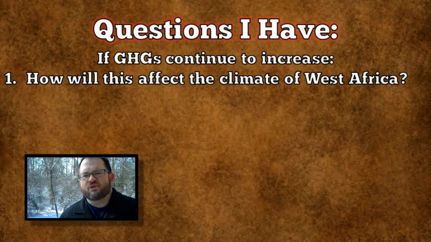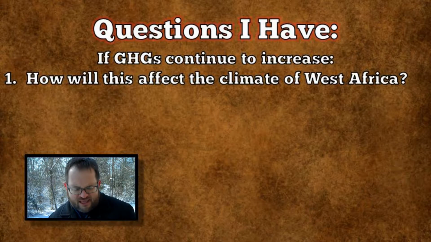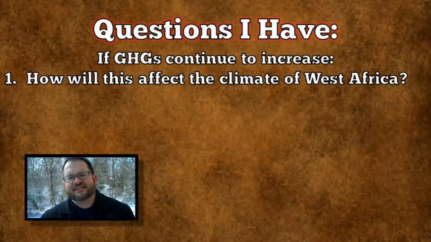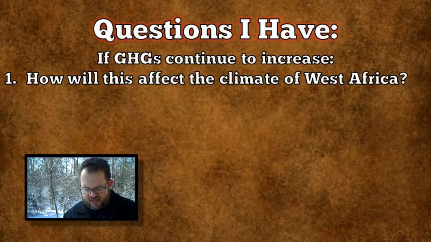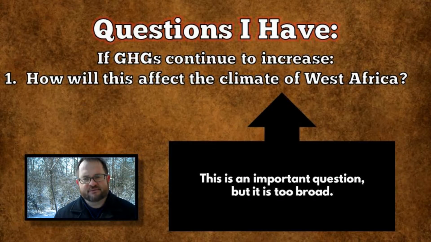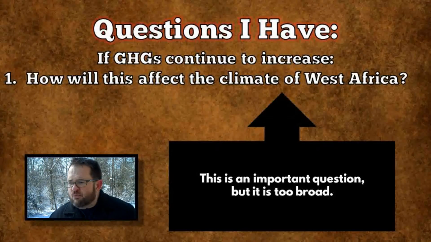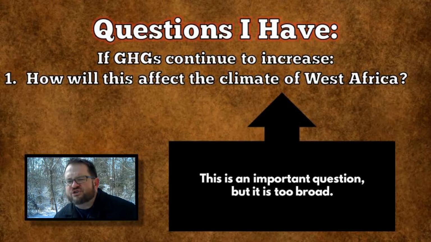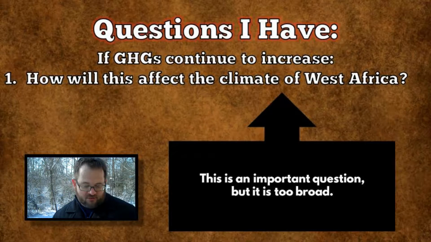Let's see if we can narrow them down a little bit. I'll just pick that first one: as greenhouse gases continue to increase, how will this affect the climate of West Africa? That's a ridiculously broad question. You could make your whole career studying how climate change is going to affect West Africa. It's important, but it's just way too broad. So let's instead say, how would Dr. Shragi narrow the question further so that he could design an experiment?